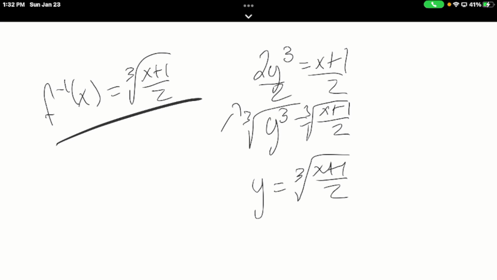So I'm going to give you an example, and I'm going to want you to try it yourself without looking at what I have. So let's say I give you the function f of x equals negative 5x cubed minus 1. Go ahead and try that yourself, find the inverse of that one, and then come back to the video and see if your answer was correct.